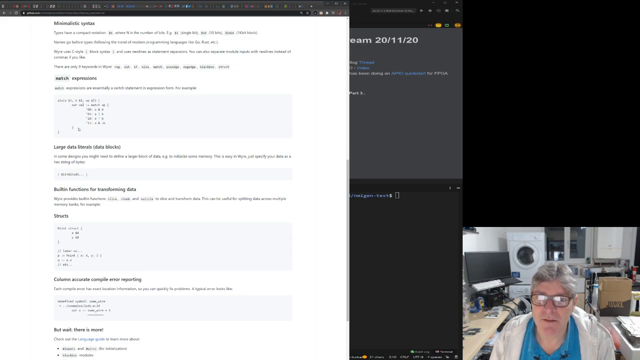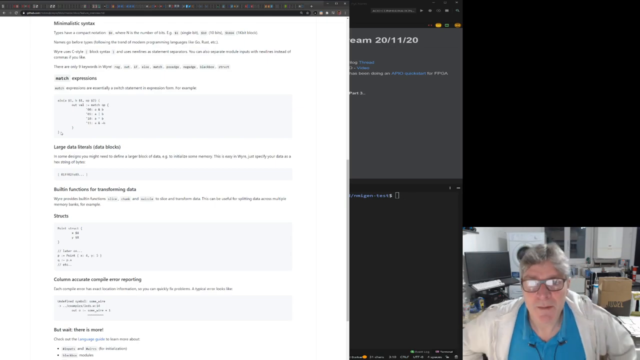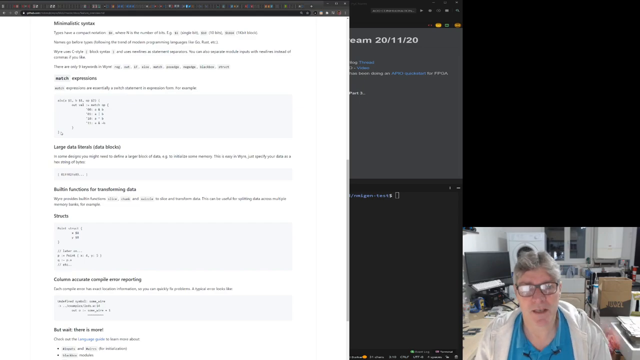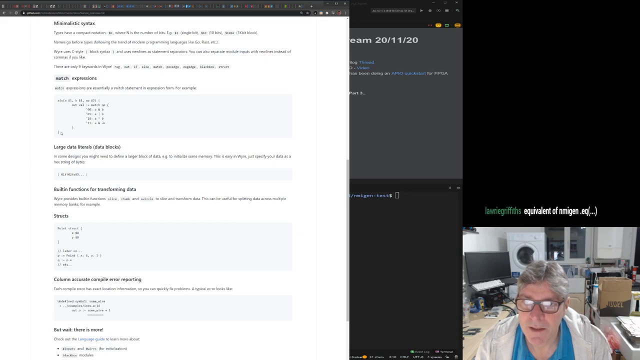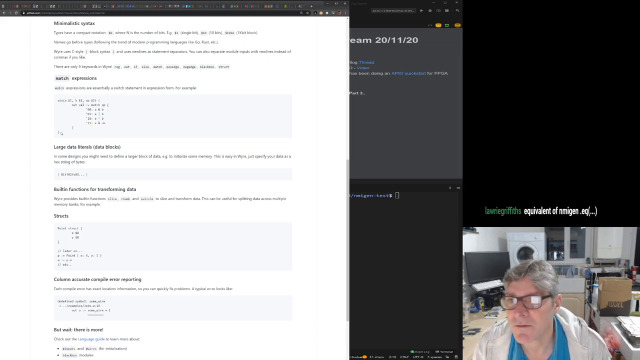Match expressions, which are quite interesting. I don't know if you've looked at languages before, but match is quite often used in pattern recognition, or in circumstances where you'd normally see something like a switch or a case. And here he's using it, I think, like a case. So what's he saying here? So the match expressions are essentially a switch statement in expression form. Yeah.